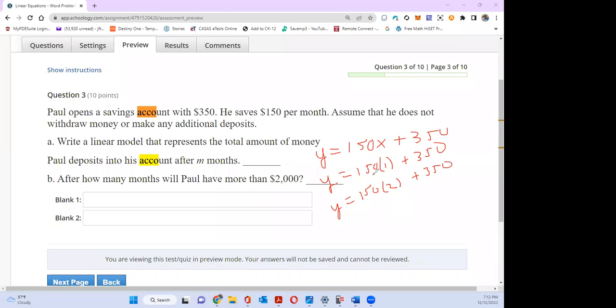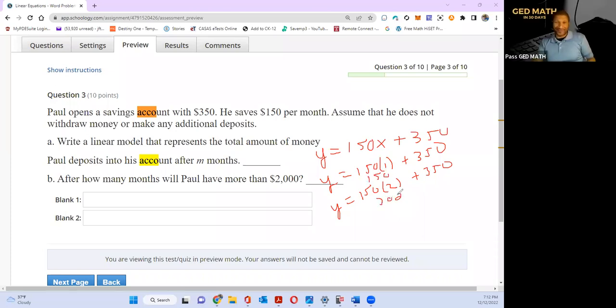If you notice, this value is changing. This was 150, then this is 300. So depending upon what month you're in, that number changes. It's variable. That's what the word variable would mean.